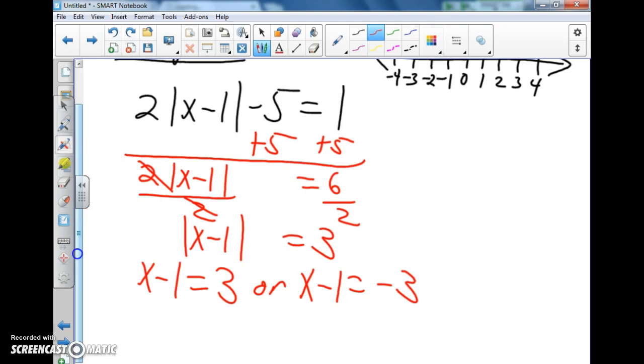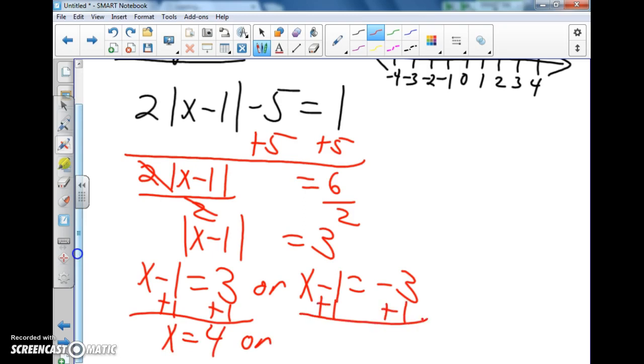Add 1 to both sides. You see, this is easy. Add 1, add 1. So x equals how much? 4, or x equals, add 1 to both sides, or x equals how much? Negative 2. There you go. There are your answers. The problem's over. You just did the first absolute value equation.